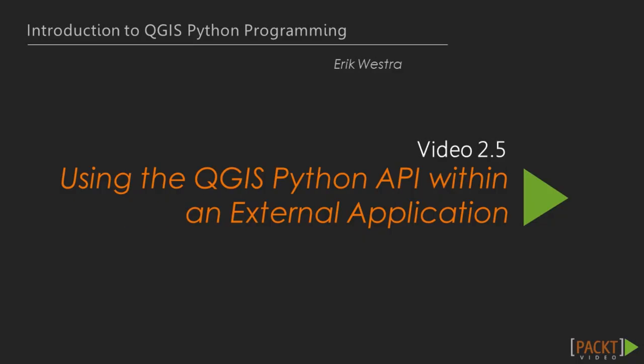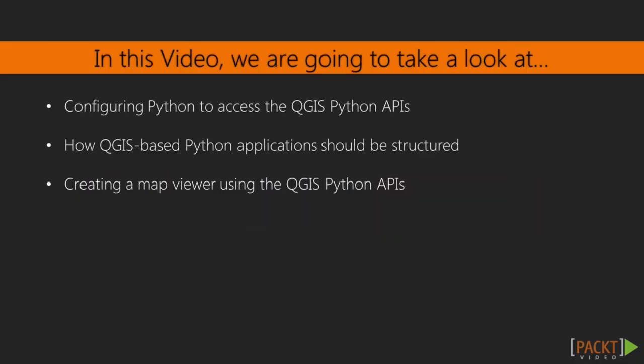Hi! In the previous video, we saw how Python plugins can be used to extend the functionality of the QGIS system. These plugins integrate into the QGIS user interface and can create their own user interface using dialogues and other Qt building blocks. In this video, we'll see how to write a standalone Python program that runs outside of the QGIS system, but still makes use of the QGIS Python APIs. We will learn how to configure your Python setup to access the QGIS Python APIs. We'll see how applications that use these APIs need to be structured, and we'll finish by creating a simple standalone map viewer application.